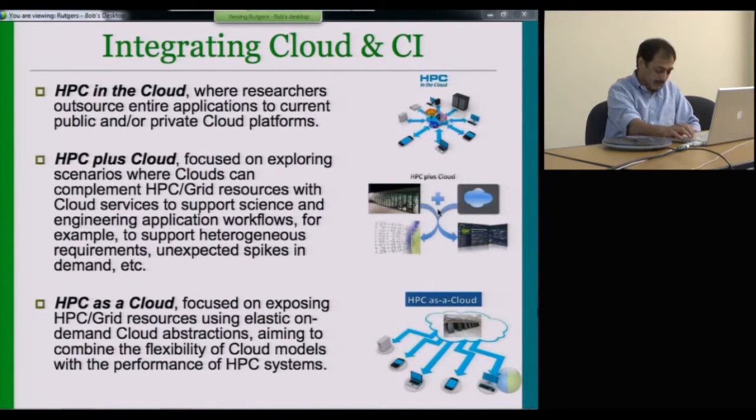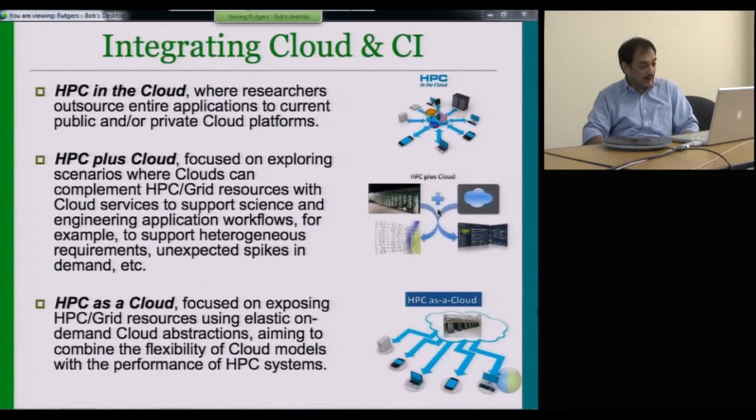So in our study, we really tried to look at three different usage modes where one could think about integrating clouds and CI. And there's a recent technical report that is linked from the website, which gives a lot more detail into these three modes. But the first mode was HPC in the cloud, where really what you're doing is trying to outsource entire applications to current public or private cloud platforms, right? And this was analogous to the first example that I gave, where you have your entire BLAST application or some application that you run on EC2 or some other cloud platform.